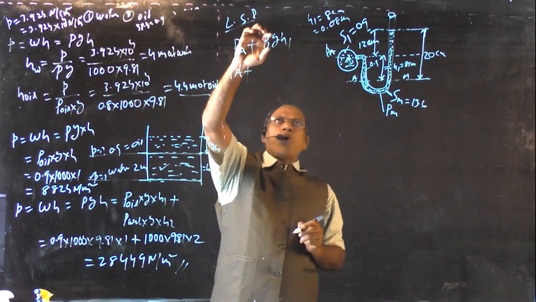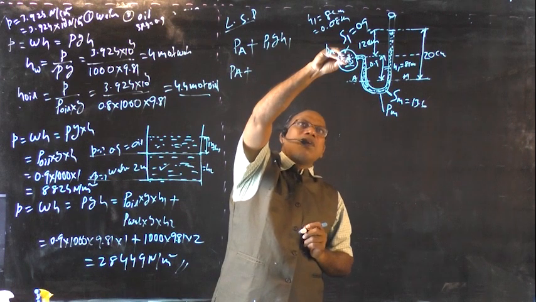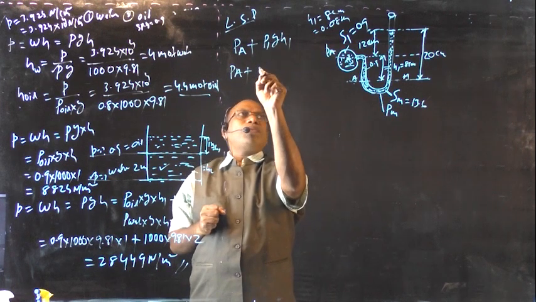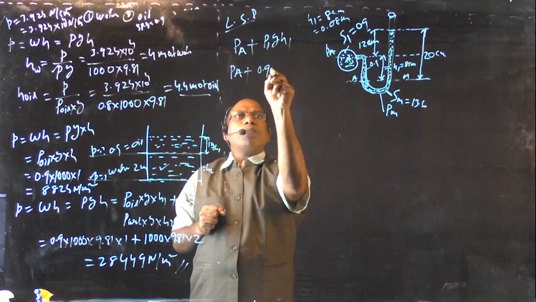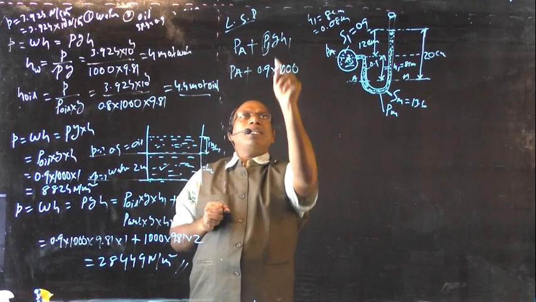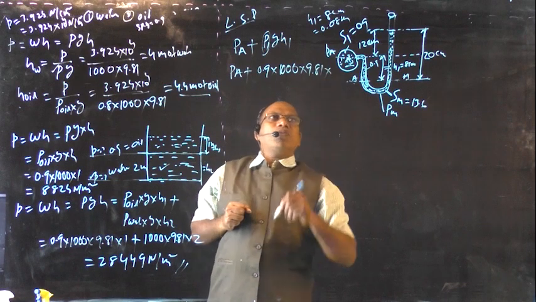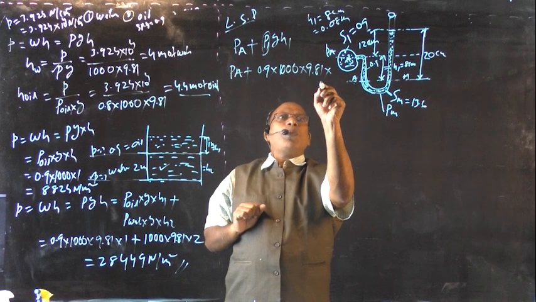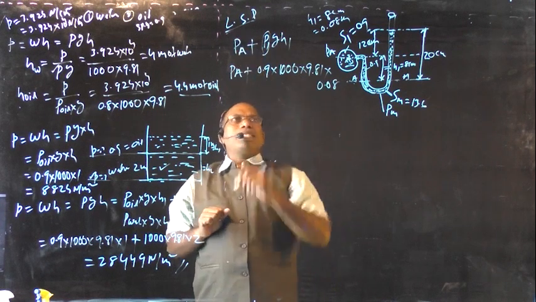Therefore PA plus rho 1, that means density of the flowing liquid is equal to specific gravity of the flowing liquid, 0.9, into density of the standard liquid, 1000. And G, 9.81, into, what is the H1? The liquid column is equal to 0.08 meters. This is the left side pressures.